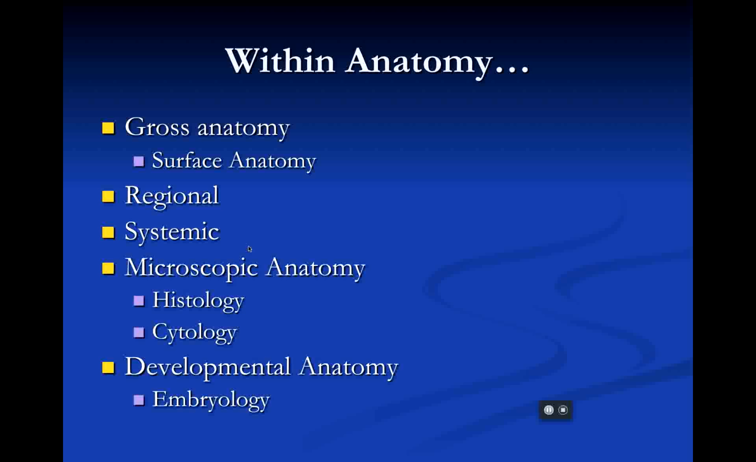Microscopic anatomy, which we will spend the beginning of the semester looking at, is the study of structures too small to be seen with the naked eye. We need a microscope. Histology is the study of tissues, and that's what we're going to concern ourselves with. But you can get on an even smaller level than histology with cytology. Cytology is the study of individual cells. A cytologist would be concerned with something like telling the difference between a normal, healthy cell and a cancerous cell.